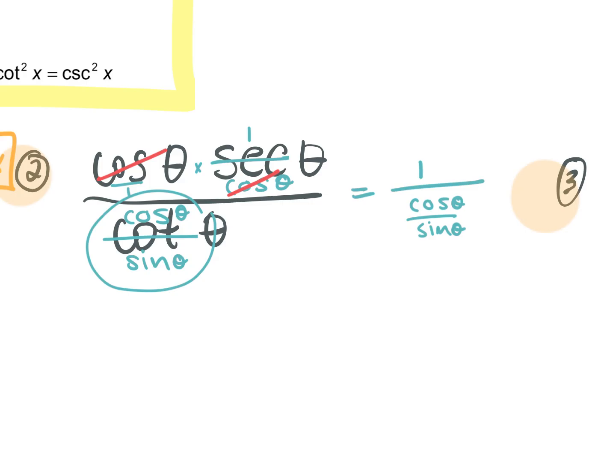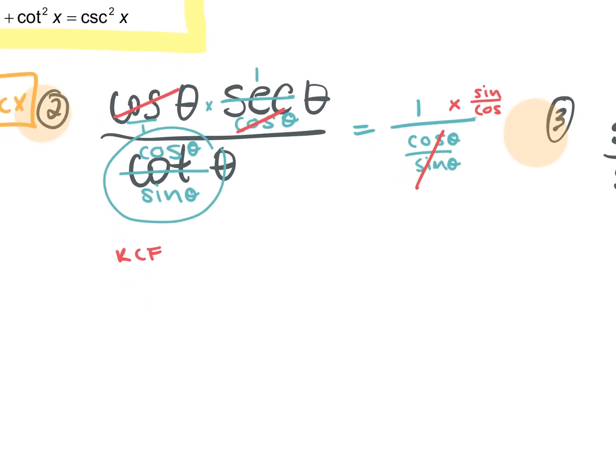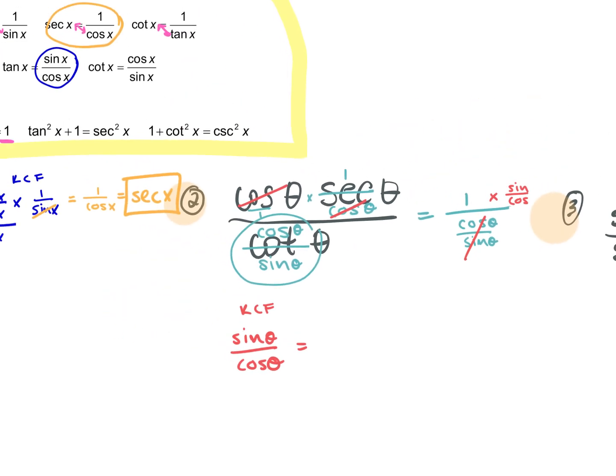Now, what could we do if we have a fraction and a fraction? Keep, change, flip. I'm going to do that down here so we have some more room. I'm going to keep the top, change to multiplication. We flip the bottom to what? Sine over cosine. So when we multiply, 1 times sine over cosine would just be sine over cosine. What does sine over cosine equal? Tangent. Once you get it down to one trig function, you're done. That's as simplified as we can go.